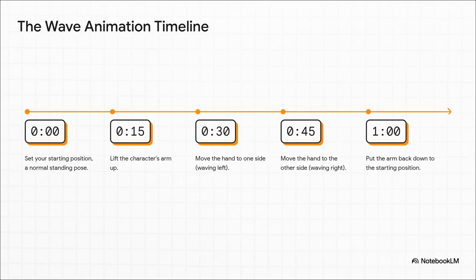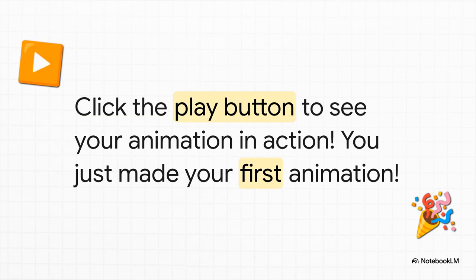Then slide to 0, 45 and move it to the other side. And finally, bring the scrubber to the 1 second mark and just pop the arm back down to where it started. And that's literally it. Go ahead, click that play button in the editor and watch your creation come to life. How cool is that? You did it!